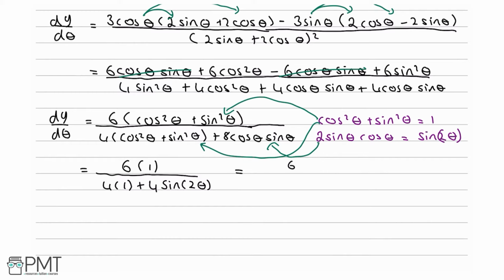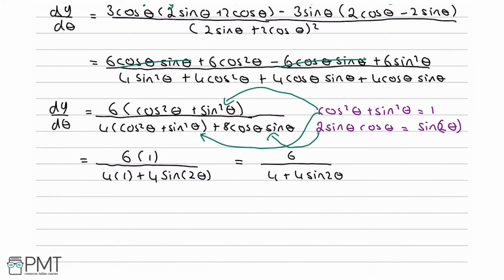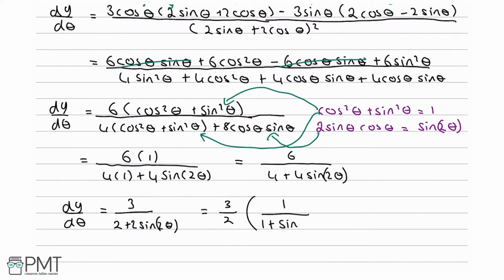So we can say this equals 6 over 4 plus 4 sine 2 theta. Now what we can do is divide the numerator and the denominator by 2, because it will simplify them. So we can say dy by d theta equals 3 over 2 plus 2 sine 2 theta in brackets. Sorry, I've got brackets on this one. And what we can do then is take 3 over 2 out as a factor. So this equals 3 over 2 times 1 over 1 plus sine 2 theta.